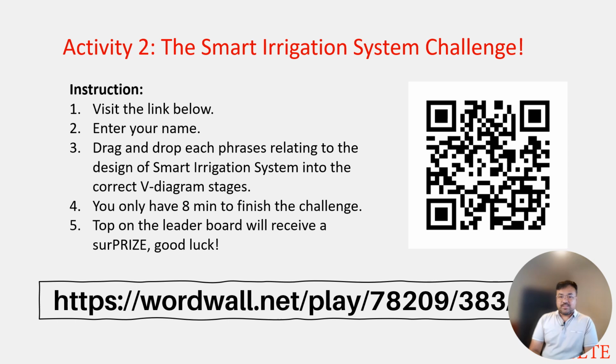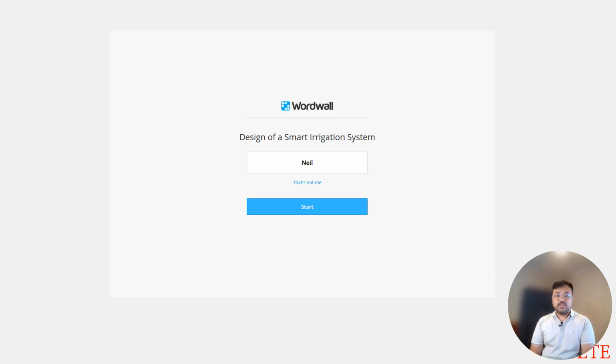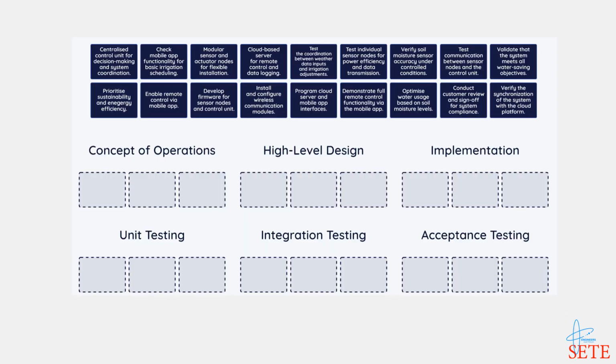Now we're getting there. So this is our final activity for this workshop, which is the Smart Irrigation System Challenge. So again, please follow the instruction and you can use the QR code to log in to Wordwall and join the activity. Again, you will be presented with a screen like this where you can enter your name. And then you will be presented with a series of activities.